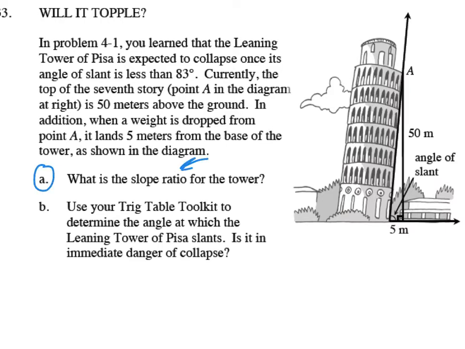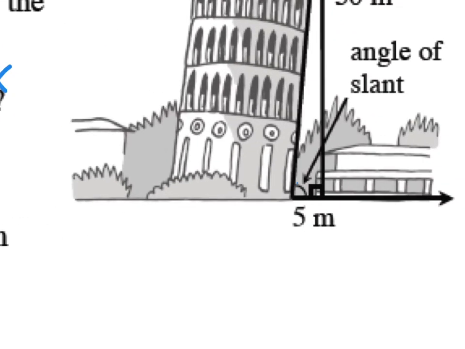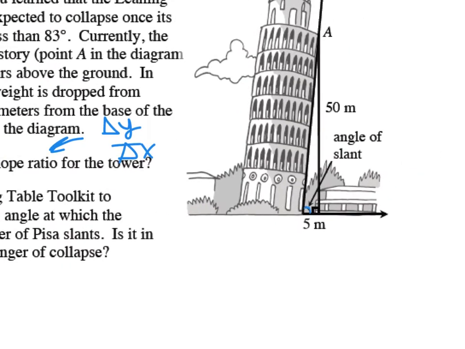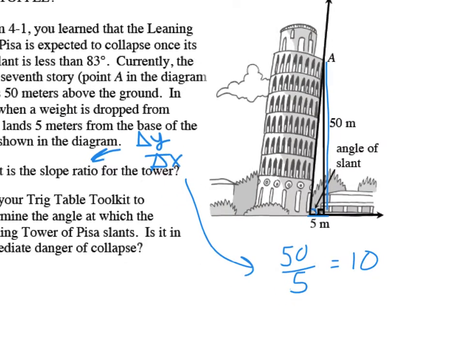Remember, slope ratio is just a fancy way for us saying, what is the change in y over change in x when we're looking from this vantage point of this angle right here? Well, the change in y would be this vertical distance, and the change in x is the horizontal distance. So the change in y over change in x in this case is 50 over 5, or 10, if you will.